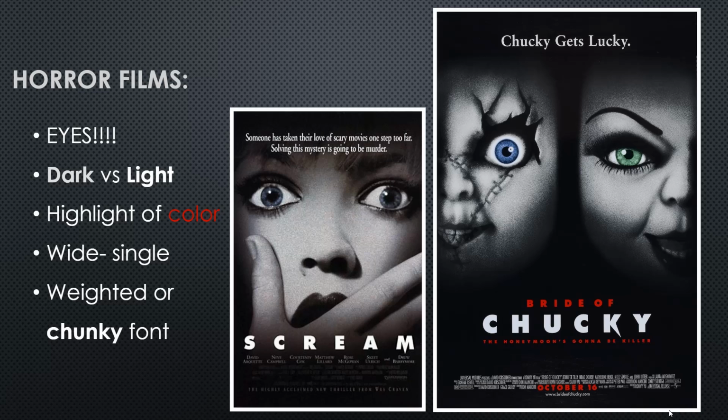Weighted lettering. Look at the chunky lettering again. Scream and Chucky both are very broad lettering styles. And if there's going to be any color, it's going to be a spot of color, kind of like in these eyeballs or in the hint of reds in the lettering.